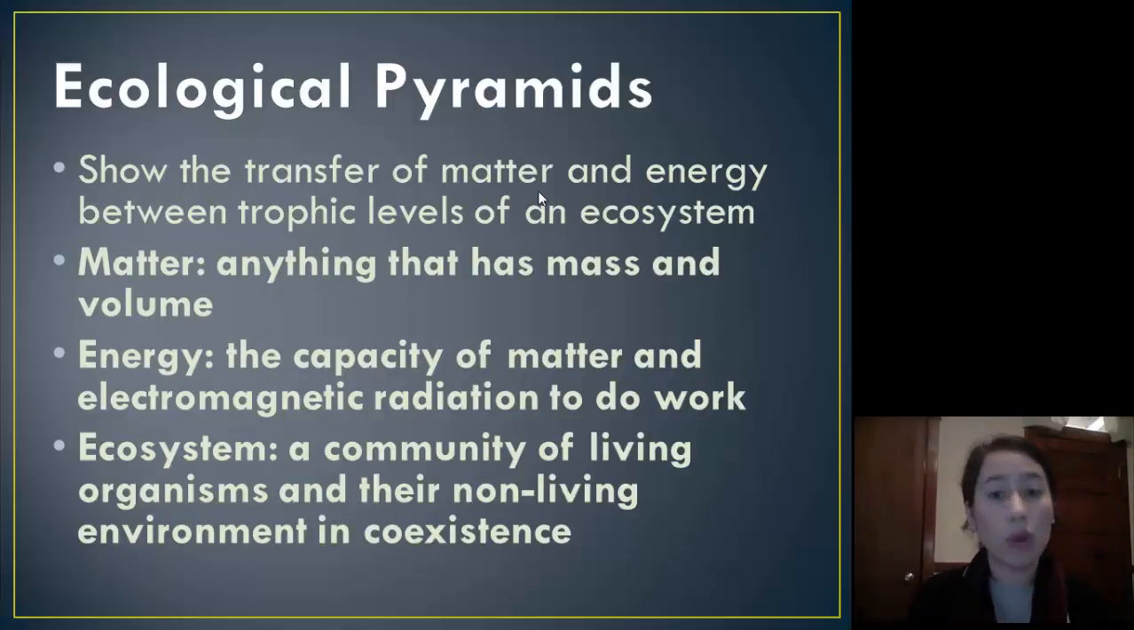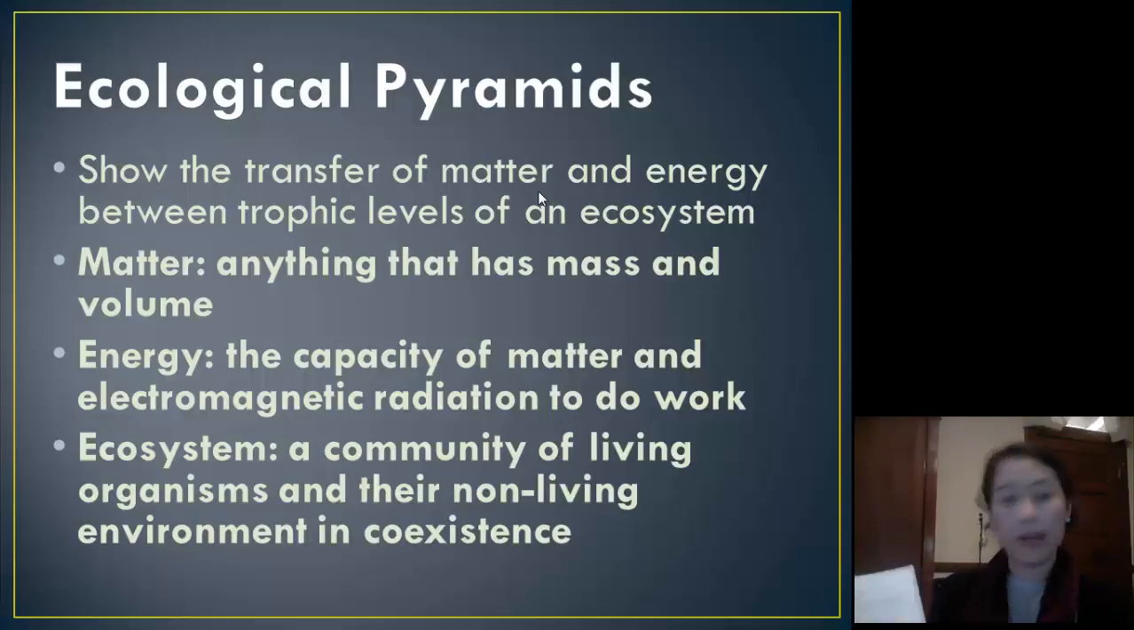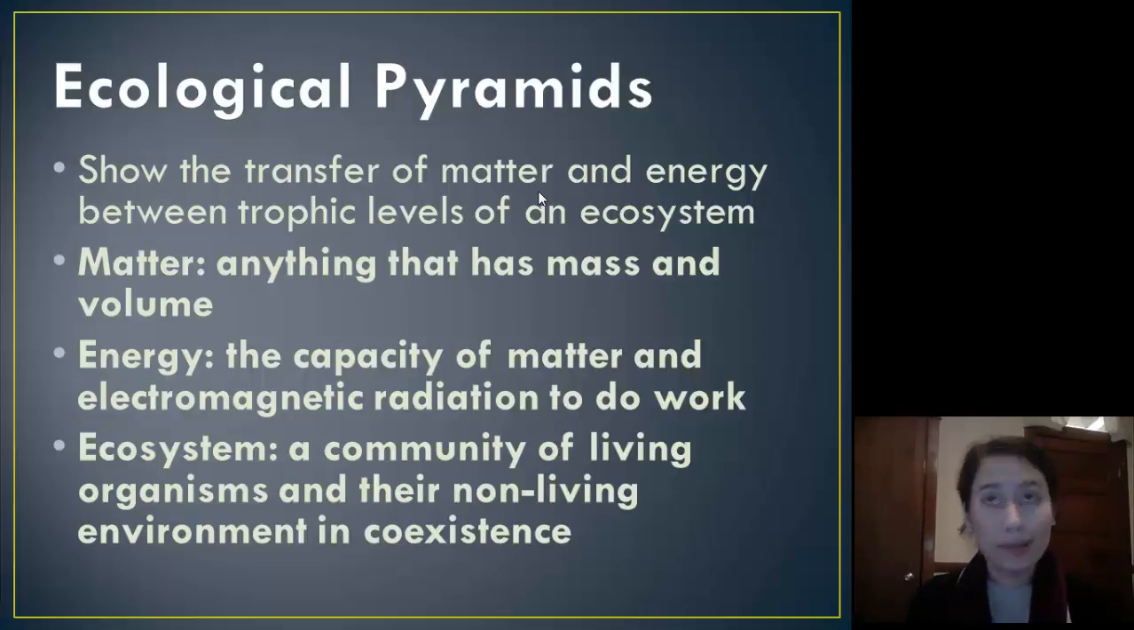I want to break down those words a little bit just so we're all on the same page. Matter is anything that has mass and volume. In this case, it's the organisms in the ecosystem that are represented on the ecological pyramid, such as an oak tree. Energy is the capacity of matter and electromagnetic radiation to do work. It's a lot of fancy words. What that means is the energy that is contained in the organisms themselves and also electromagnetic radiation from the sun. We'll get into that a little bit later in the video.